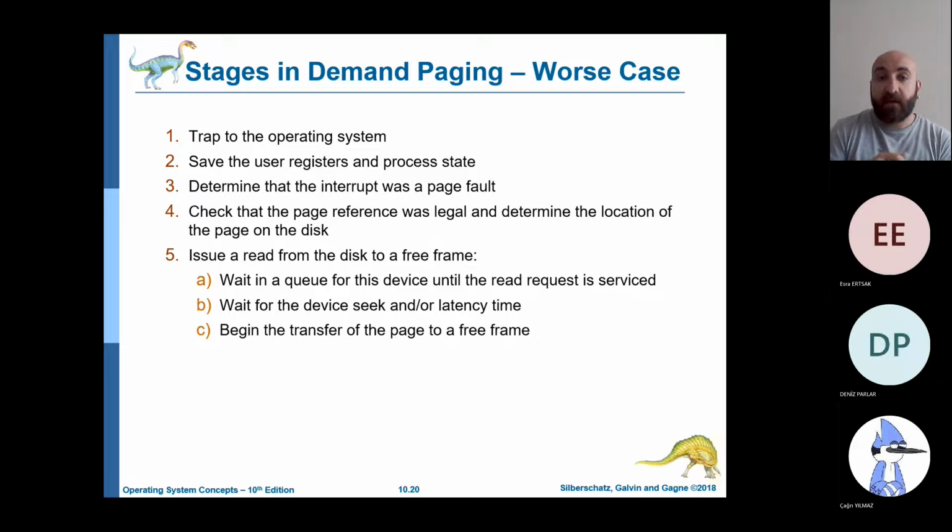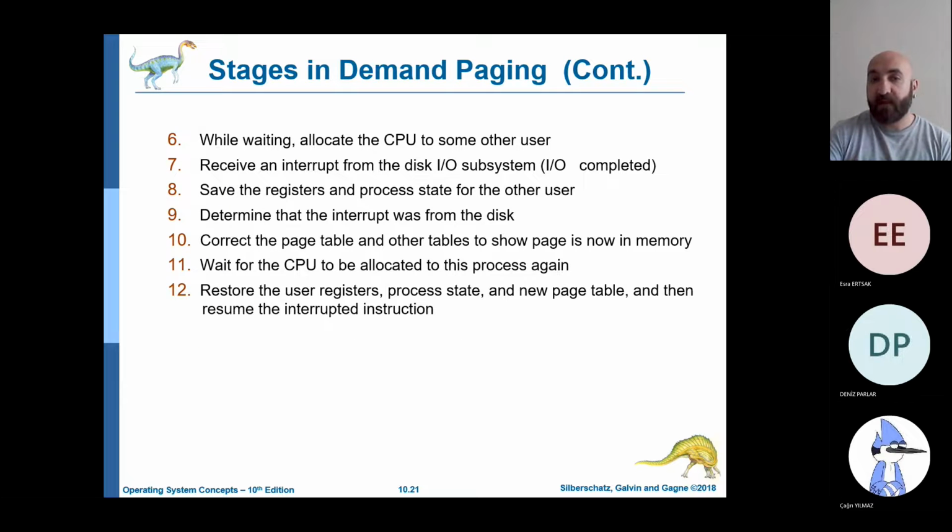And at the last step, begin the transfer of the page to a free frame. So these are the first 5 steps. On the sixth step, while waiting, allocate the CPU core to some other process, because actually that process is waiting for an input-output operation. On the 7th step, receive an interrupt from the storage I/O subsystem, which is going to message you that I/O is completed.